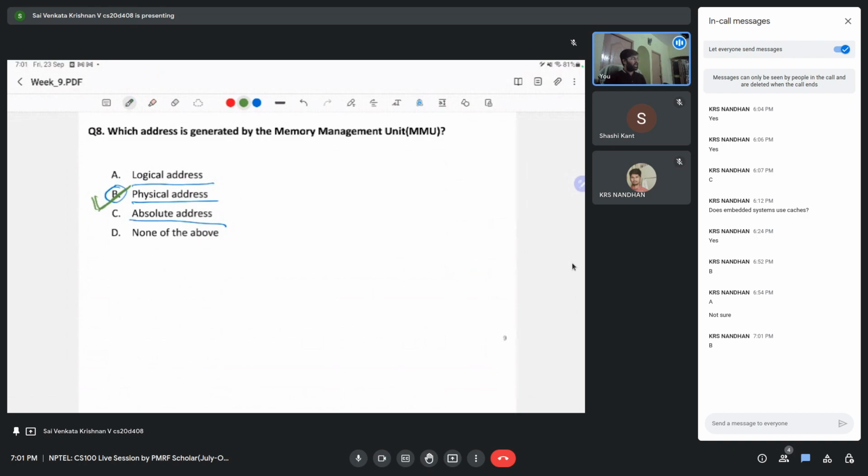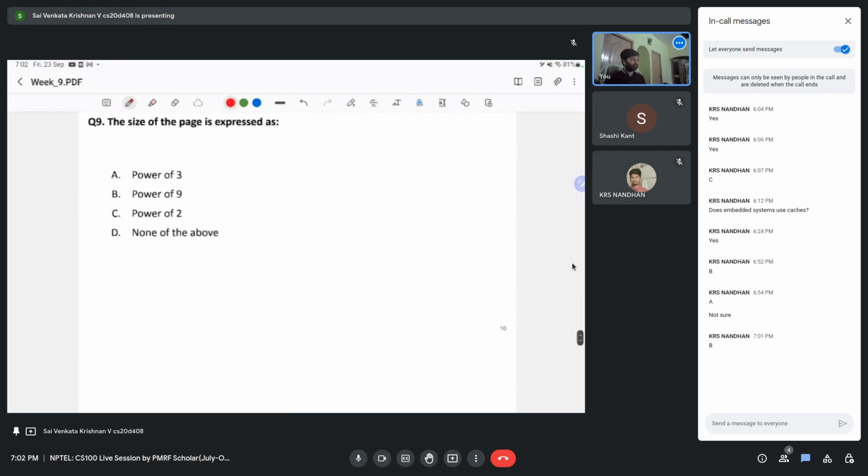A related question we had seen previously was which address was generated by the CPU. That one, the answer was logical address. This is just the extension of that question with respect to the MMU. The MMU is the one which generates the physical address by traversing the segment tables or the page tables and all these things. So option B is the correct answer. I guess no doubts in this question. Let's move to question 9 then. Yeah, it's an easy one, I guess.